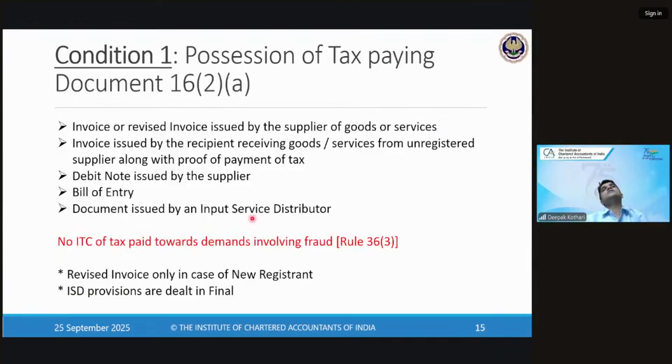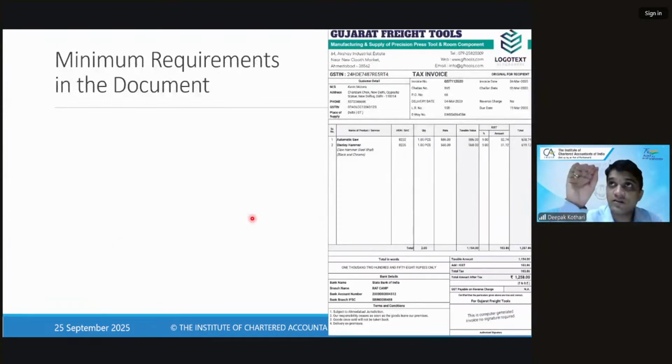Now, when we talk of these invoices, what are the minimum field requirements, or what are the fields which have to be in the invoice? A normal invoice is like this, wherein he will mention the supplier, Gujarat Freight Tools. He will mention his address and other things. He will mention his GSTIN number, and this document will be called a tax invoice. And he will mention these compulsory details: the invoice number and the date of invoice. If there is any challan, PO, or delivery note, these are not mandatory, but invoice number and invoice date are mandatory. E-way bill number is also mandatory.